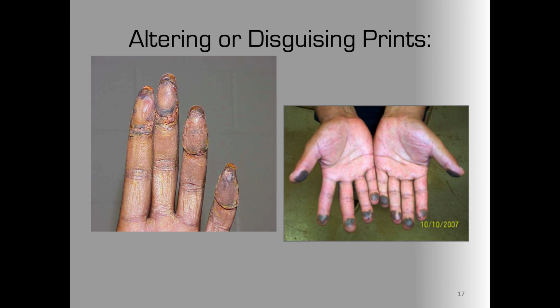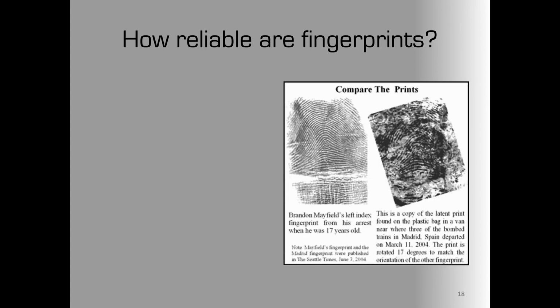A little less severe, but still questionable. On the right there, that was someone who'd tried to sizzle their prints off with a frying pan. They put an empty frying pan on a stove, turned on the heat, let it get extremely hot, and I guess they thought that if they were to just sear their prints off, that would absolve them of their past crimes. Not easy to do. Could end very, very poorly. I would discourage you from trying to alter or disguise your prints.